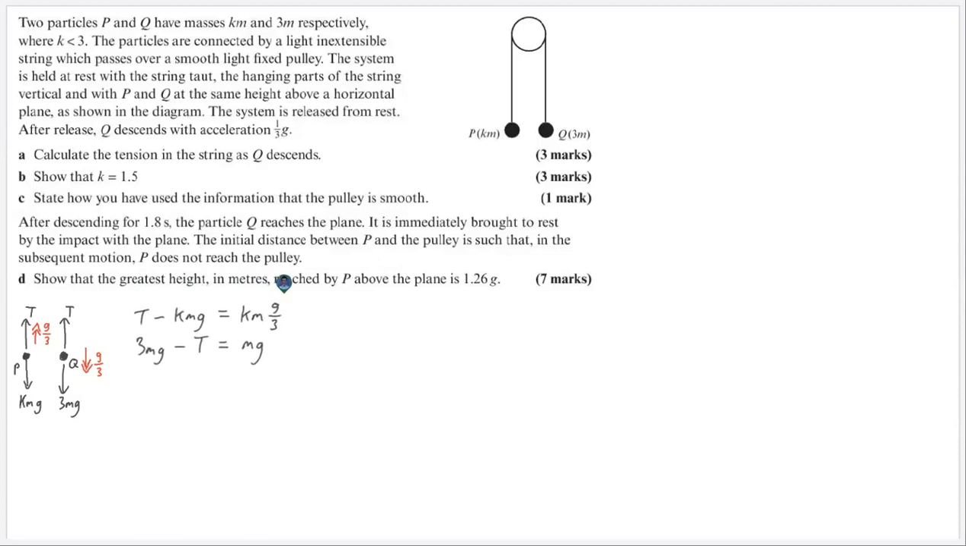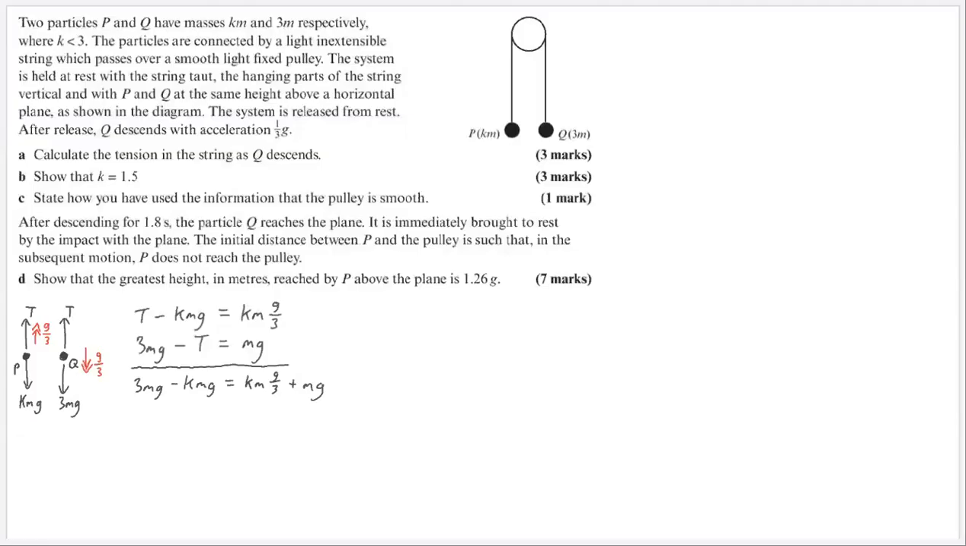Because this point here should be familiar when you're solving mechanics force questions with connected objects. To combine these two equations together, regardless of what you're asked to do here, it's a good idea just to add the two equations together. Because you've got a positive T here and a negative T here. A really good way of just eliminating that is just to add the two equations together. If we do that, we get 3mg minus kmg equals the sum of these two, which is kmg over 3 plus mg. Okay.